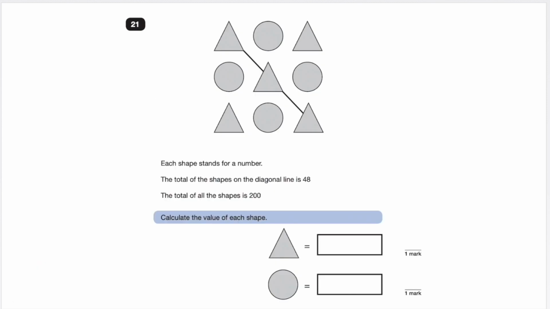Question 21, this is another great one. Each shape stands for a number. So these triangles and these circles have a quantity value. The total of the shapes on the diagonal line is 48. So this triangle added to this triangle added to this triangle equals 48. The total of all the shapes is 200. Calculate the value of each shape. So we want to find out what one triangle is worth and what one circle is worth.